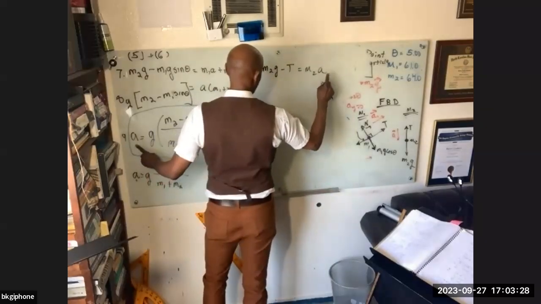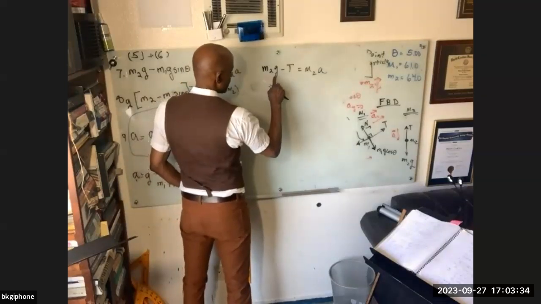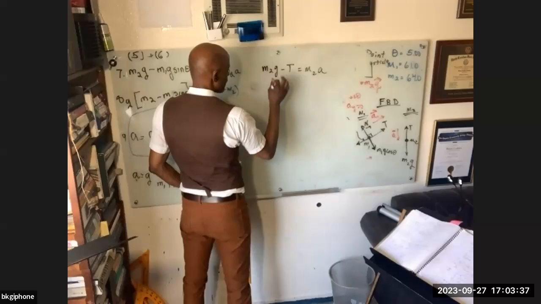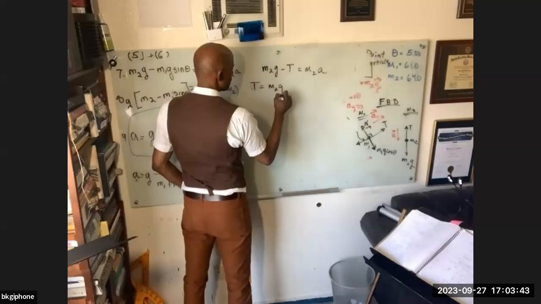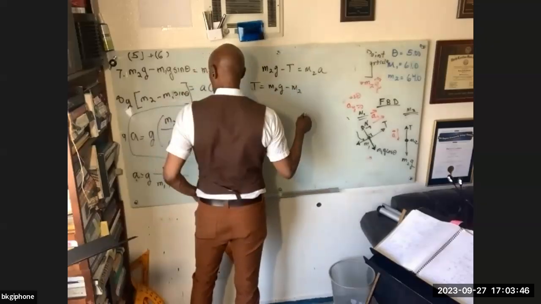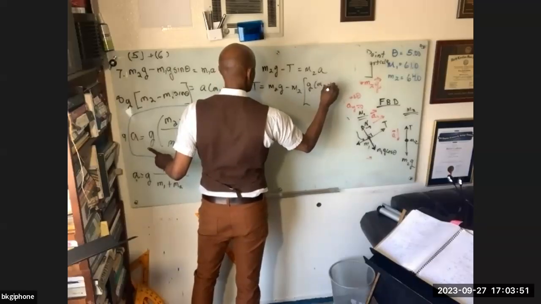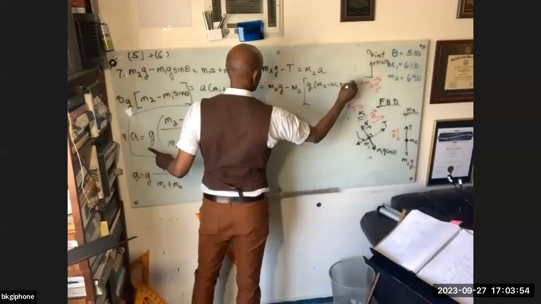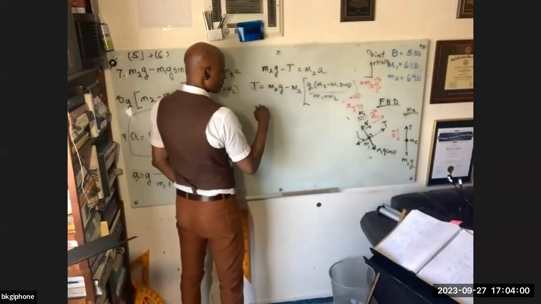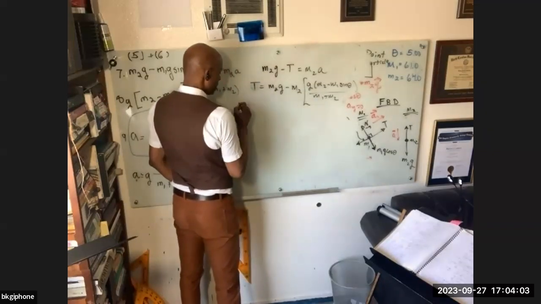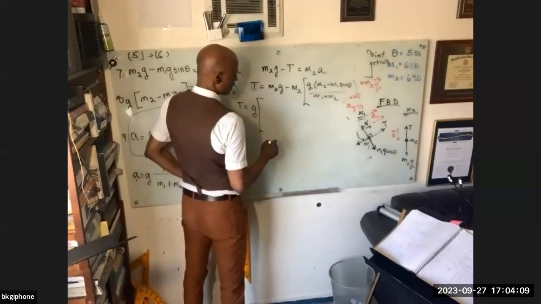So now I got to plug this A back into here. If I take this over and multiply it with the minus sign, I have T is equal to M2G minus M2A. But then A is all this stuff, which is G times M2 minus M1 sine theta over M1 plus M2. Now what I'm going to do is factor out the G. I'm trying to do this quickly and hope I don't mess up. Factor out the G. So I've got T is equal to G times all this stuff that's going to be in here.